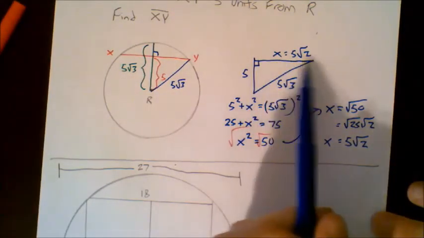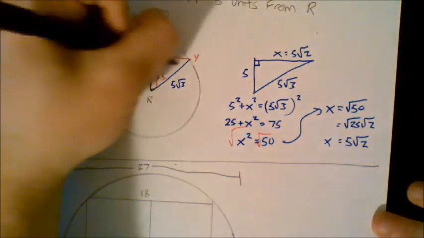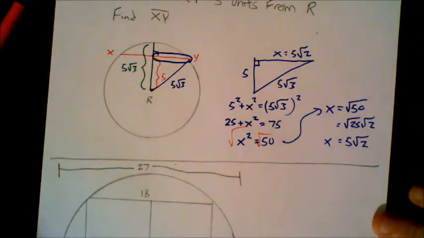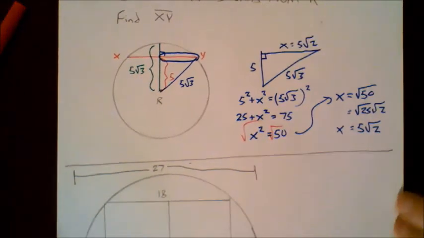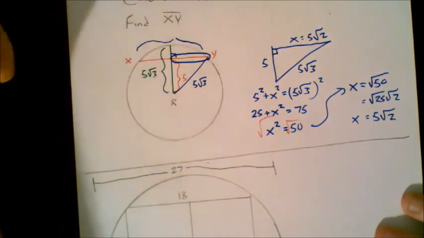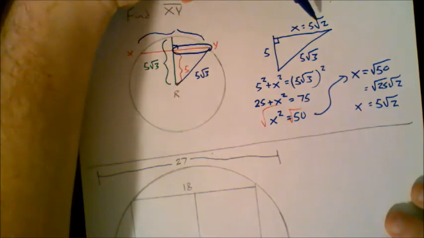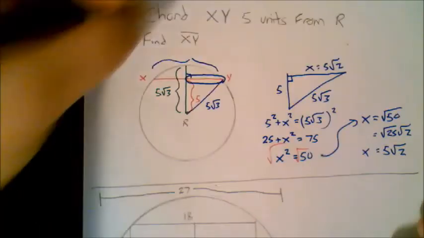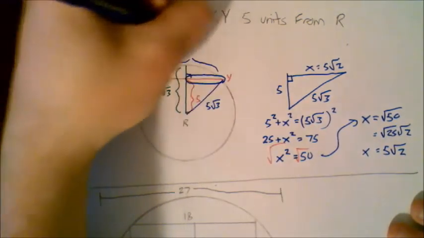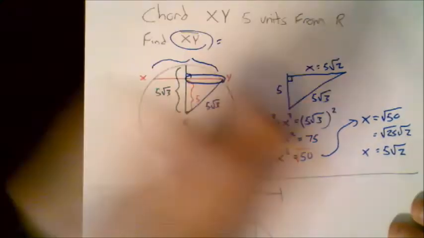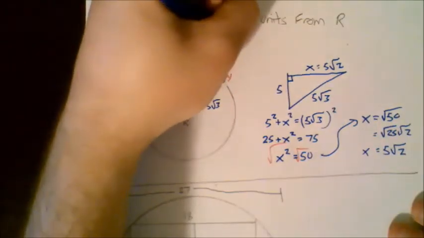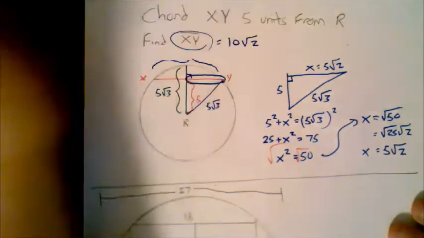Okay, now this segment right here is just half of the chord. So what we have is this whole chord has a length of just twice this number. So basically, chord xy equals twice this number. So 5 root 2 times 2, that just gives us 10 times the square root of 2.